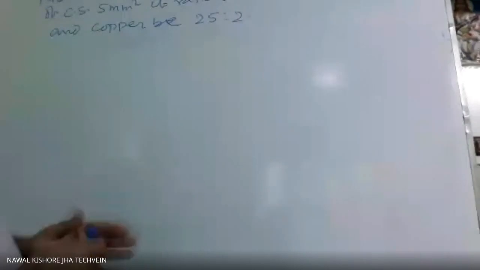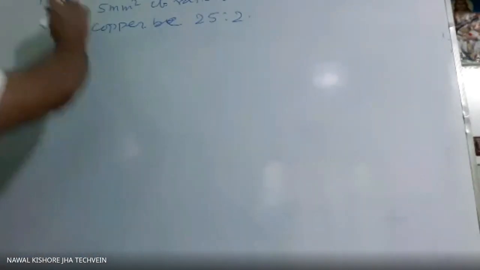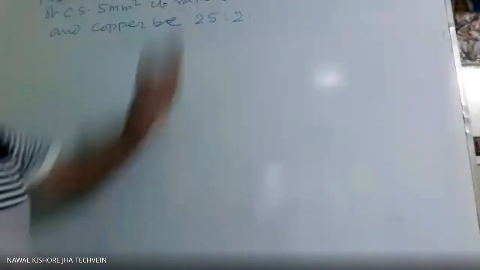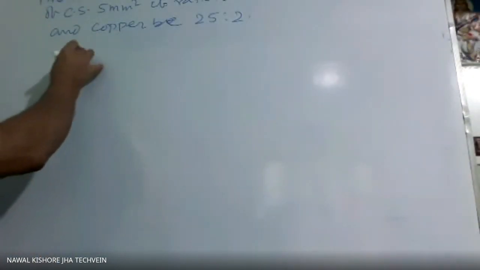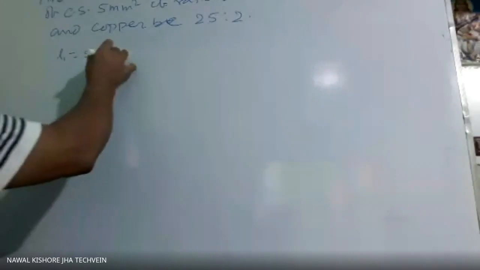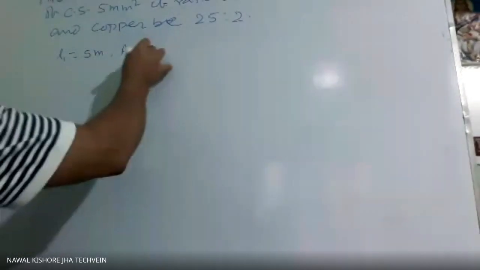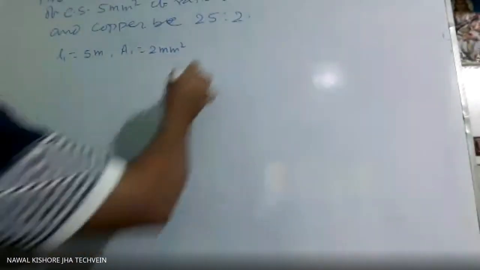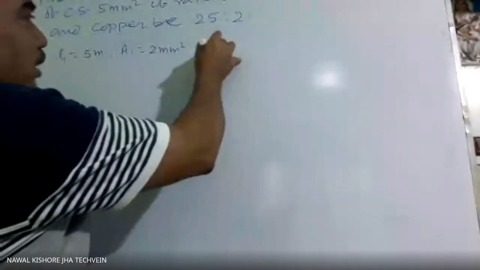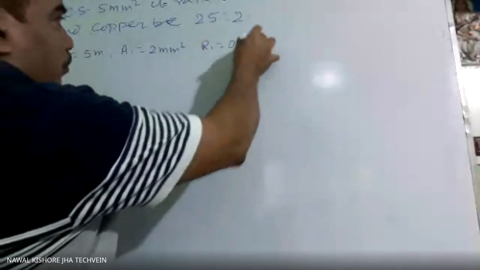So you can use any symbol. Suppose you are taking the length of the copper wire, you can take L1, whatever symbol you can use. So suppose for copper we are taking 1 and for nichrome we are taking 2. Then what is given? This L1 you are given 5 meter. Area of cross section you are given 2 millimeter square. R1 you are given 0.5 ohm.